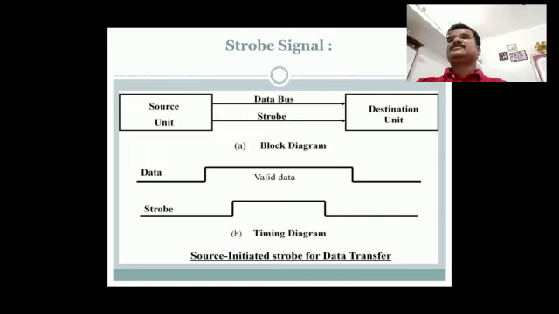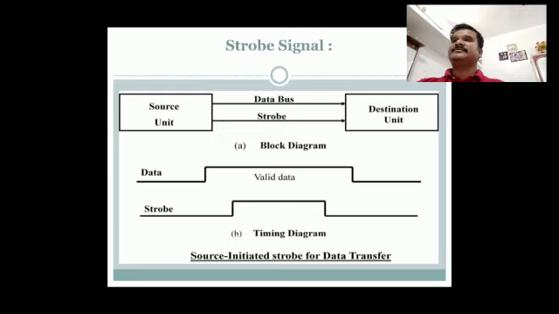Then, what is the disadvantage of the strobe signal? The disadvantage of the strobe method is that the source unit that initiated the transfer has no way of knowing whether the destination unit has actually received the data item that was placed on the bus. Similarly, a destination unit that initiated the transfer has no way of knowing whether the source unit has actually placed the data on the bus. The handshaking method solves this problem.